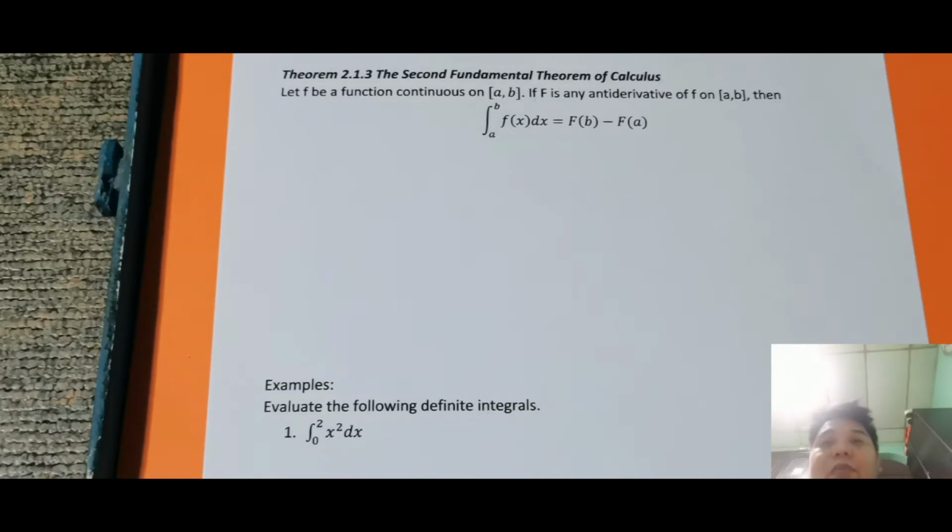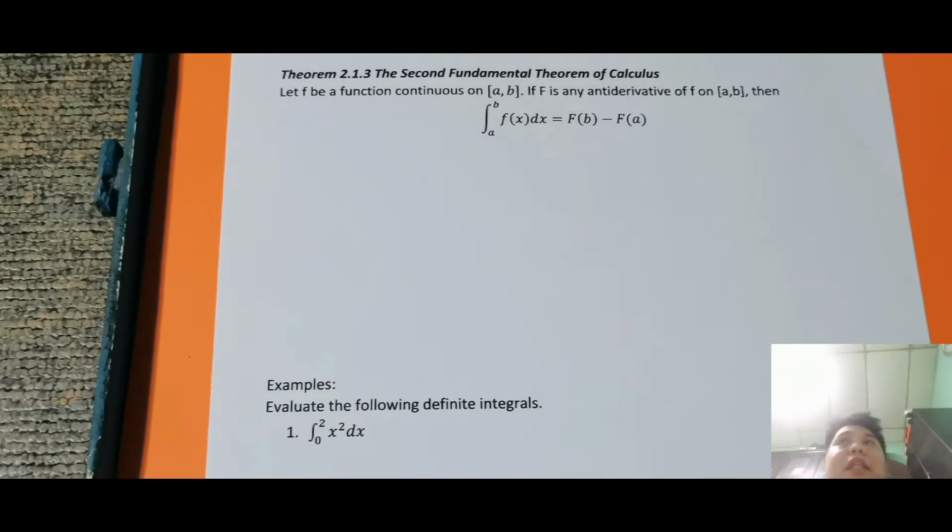So let's have theorem 2.1.3. So in this video pag-uusapan natin yung the second fundamental theorem of calculus o yung mas kilala yung way ng pag-solve ng definite integral. Okay, so papakita ko lang sa inyo yung totoo talagang nangyayari bakit walang plus c dito.